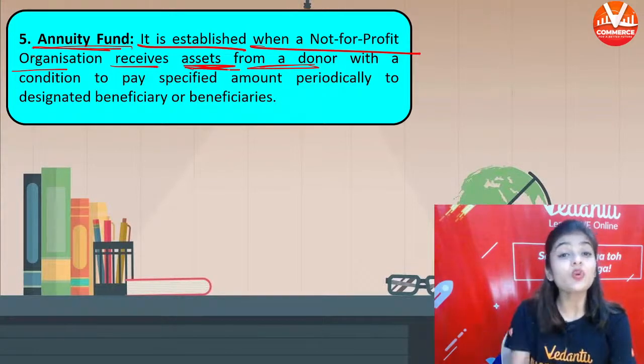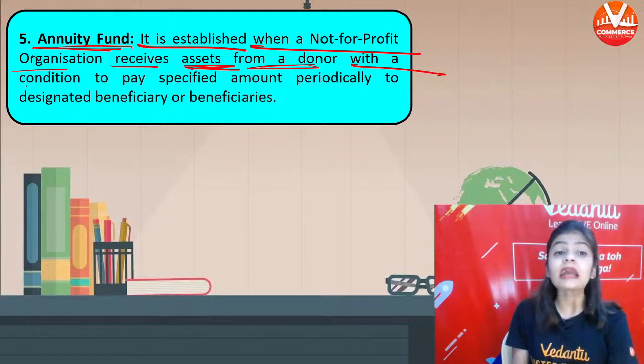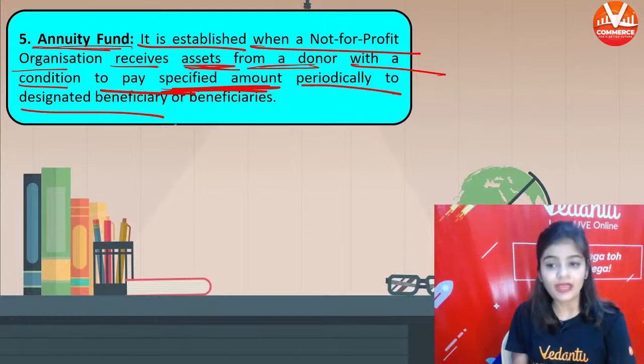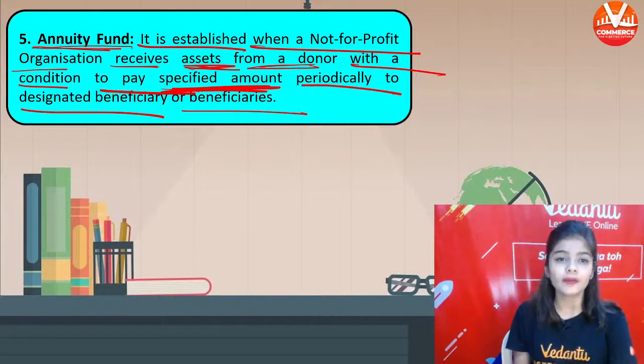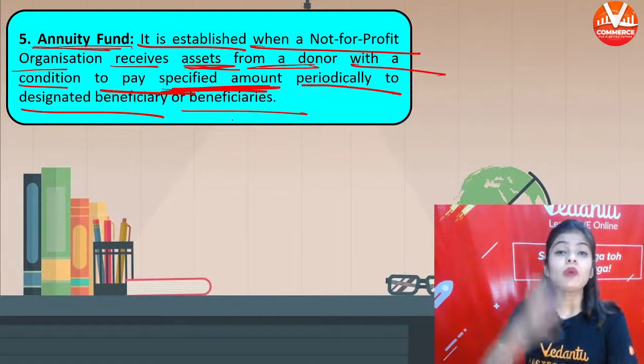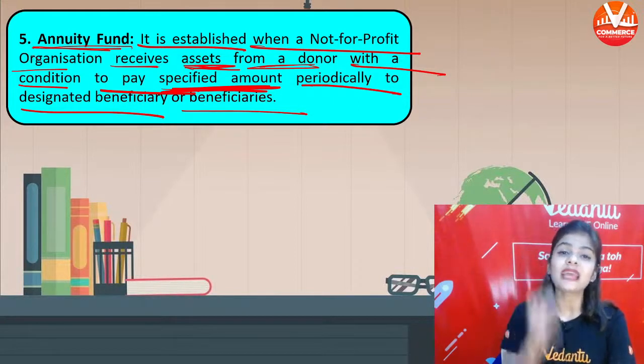It is established when NPO receives assets from the donor. I am giving you asset. So, you are receiving asset with a condition to pay specified amount periodically to the designated beneficiary or beneficiaries. So, आपको कोई अमाउंट रेगुलरली पे करनी पड़ेगी किसी भी बेनिफिशियरी को, and for that you are receiving an asset.